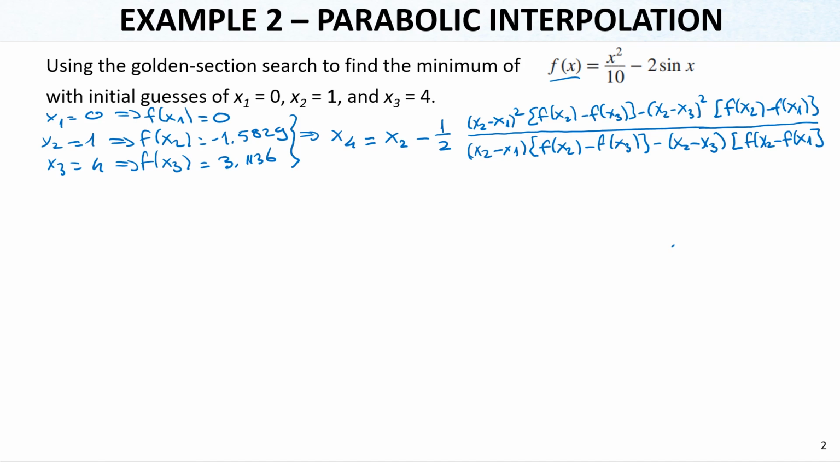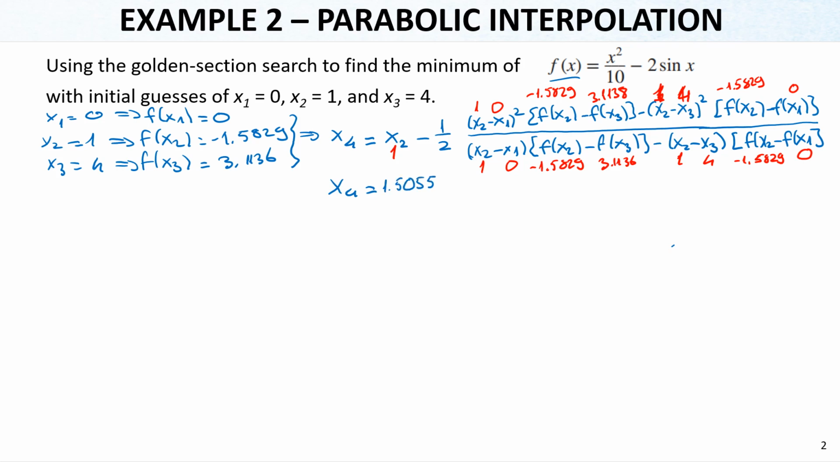So when we write all the values here, like x1 is 0, x2 is 1, x3 is 4, and the function values f(x1) is 0, f(x2) is minus 1.5829, and f(x3) is 3.1136, and x2 was 1. So eventually x4 becomes 1.5055.